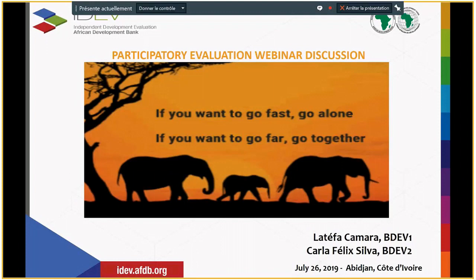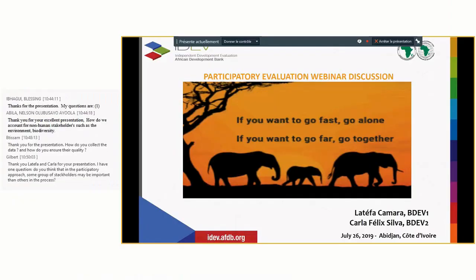Next one is, how do we account for non-human stakeholders, such as the environment and biodiversity? Well, in this context, usually you have environmental assessments that account for that. It's one of the criteria that we will have to respect through our evaluation, but it doesn't need to be with this method in particular.